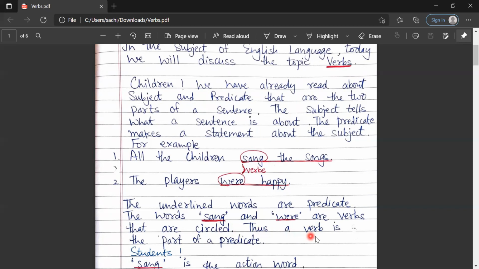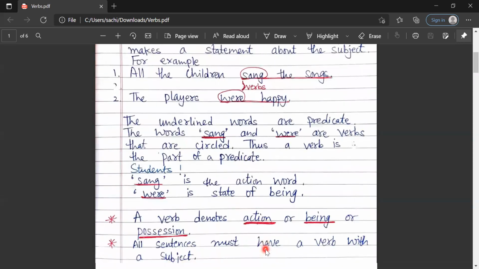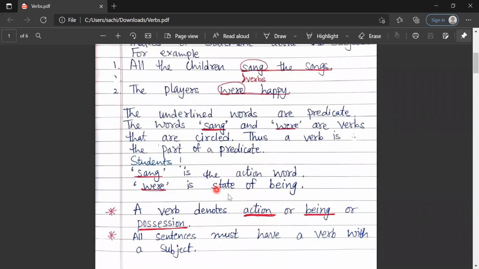Thus, a verb is the part of a predicate. Students, sang is the action word. Were is a state of being. A verb denotes action or being or possession. All sentences must have a verb with a subject.